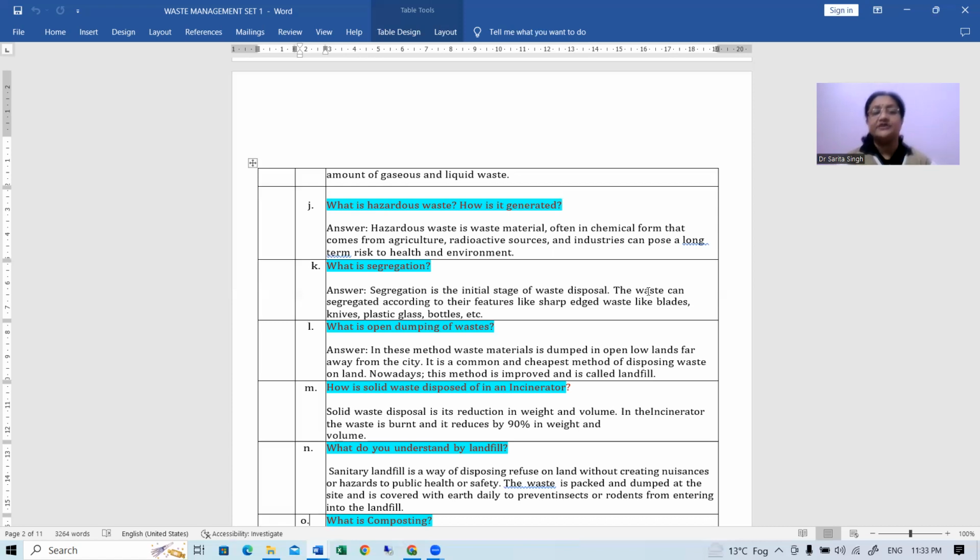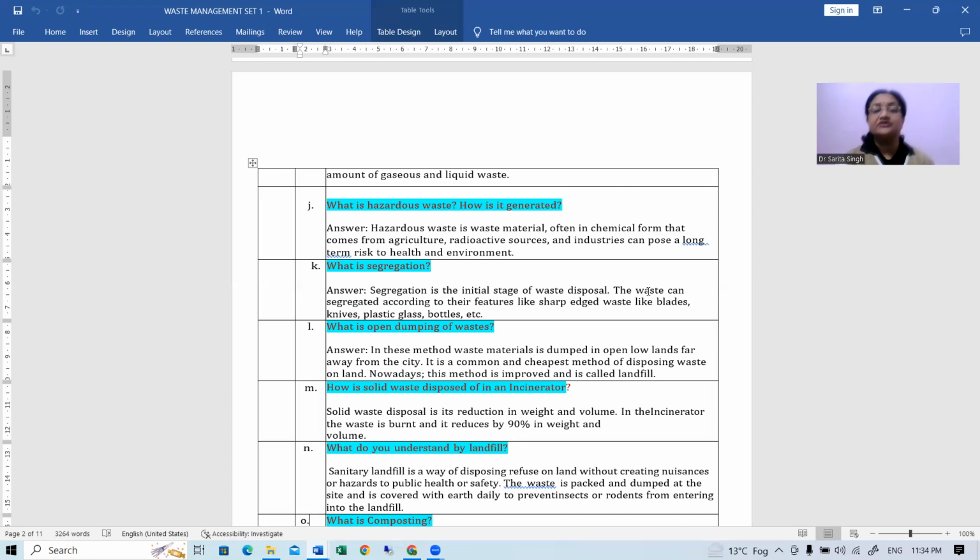So we are not actually finding any solution to get rid of the waste, right? We are just changing the place where the waste has to be dumped. So this is not actually a solution. And yes, these days in many cities you will find this practice being done, because it is simply taking the waste from one place and dumping it in another place. That is why open dumping is considered the cheapest method of disposal of the waste, right?